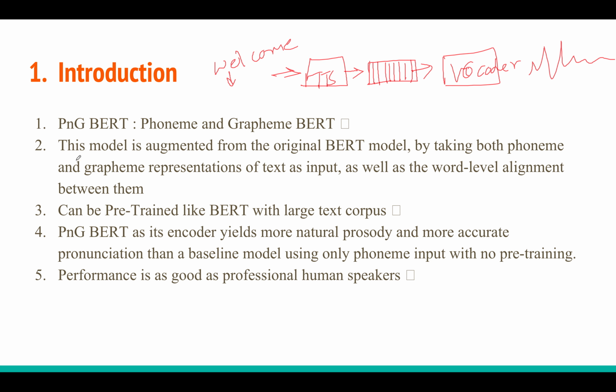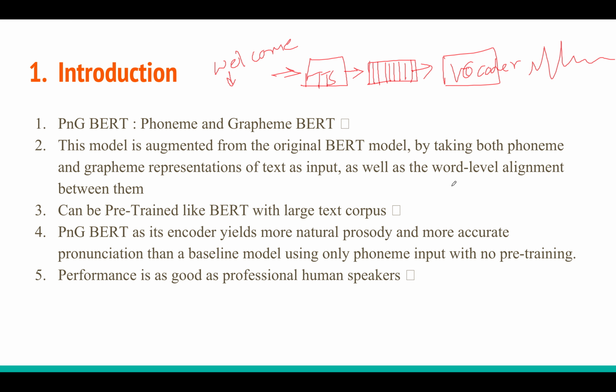Like I said, this model is augmented from the original BERT model. It is a BERT model which has a sequence of transformer layers with a masked language modeling training criterion, and the model uses both phoneme and grapheme representations, unlike BERT, which uses only graphemes or subwords. We'll see how those are generated and how those are fed as input to the model in the coming slides.